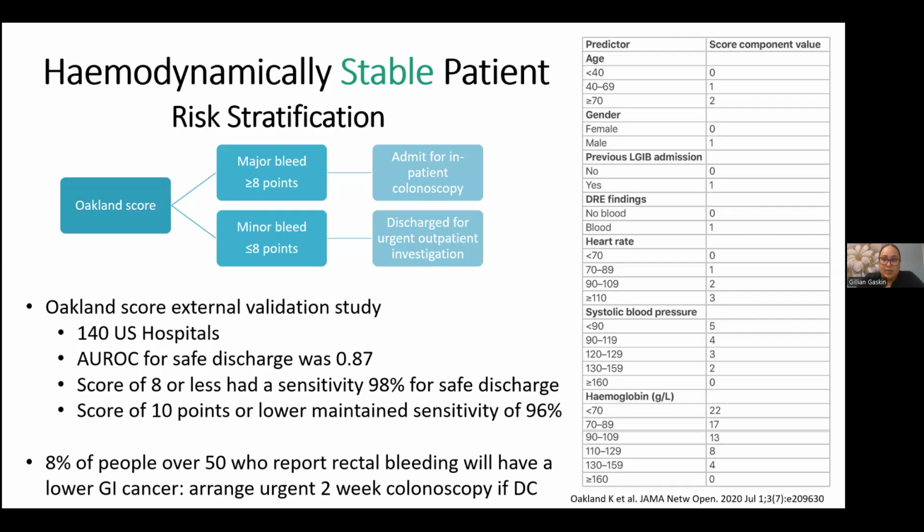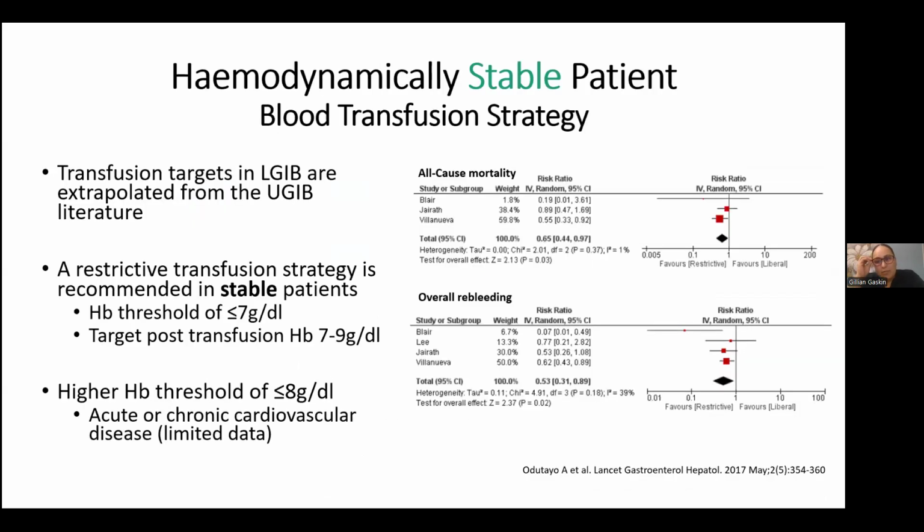So regarding blood transfusion strategies in patients with stable lower GI bleeds, there are no randomized controlled trials specifically evaluating transfusion targets in lower GI bleeds. The data on transfusion targets are extrapolated from upper GI bleed literature. This forest plot was taken from a meta-analysis of 5 randomized controlled trials comprising 1,965 patients with upper GI bleeding, and they found that a restrictive transfusion strategy was associated with lower risk of all-cause mortality and rebleeding.